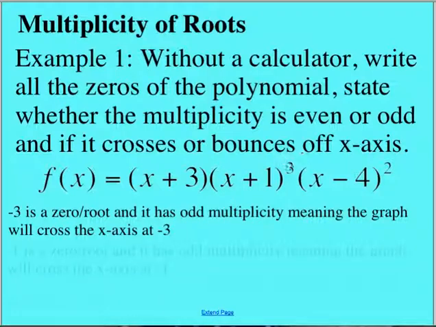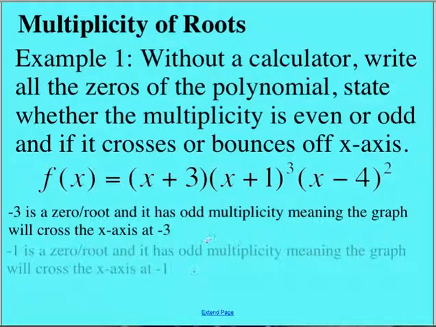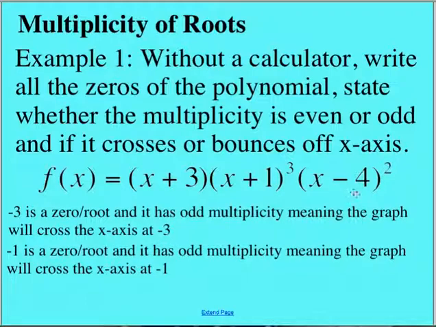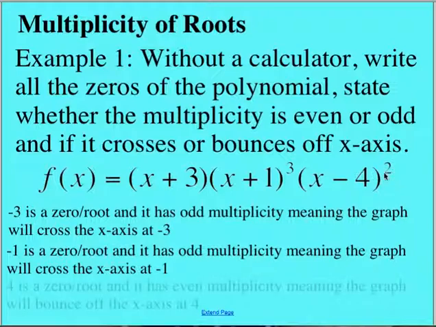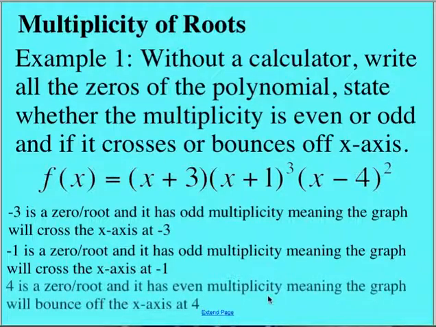My second x-intercept, x plus 1 to the third, is going to be -1, and that's also an odd multiplicity because it's to the third power, and so it's also going to cross the x-axis at -1. And then I have x minus 4 squared. Well, this tells me that my x-intercept, or my root, is a positive 4, and since the multiplicity is even, because it's squared, it's going to bounce off the x-axis at 4.